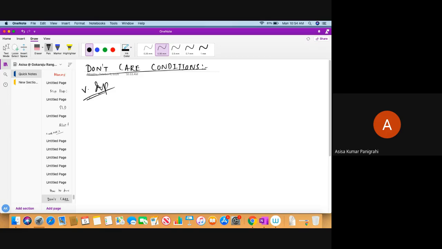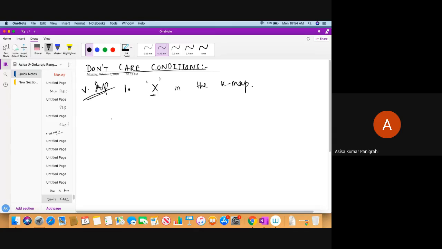What is don't care? Don't care means it may be 0, may be 1. So see here, don't care is represented as capital X in the KMAP. This is the last part of the KMAP, friends. So don't cares are represented as capital X in the KMAP.